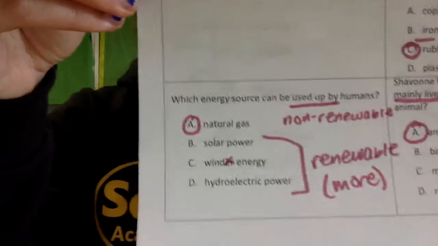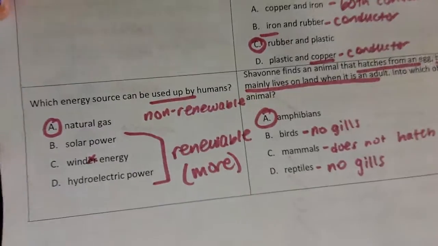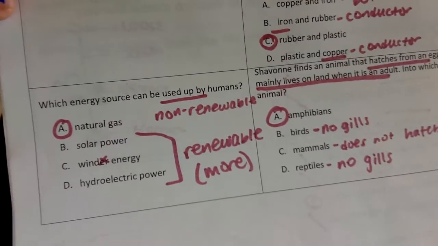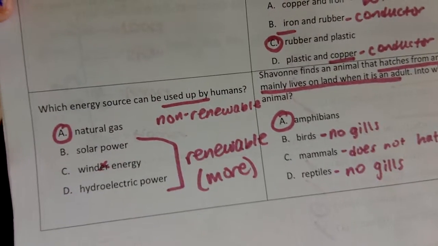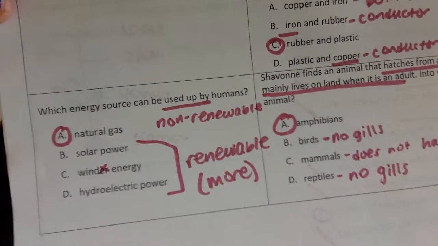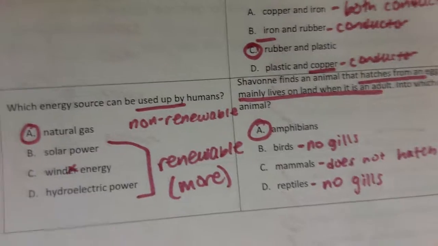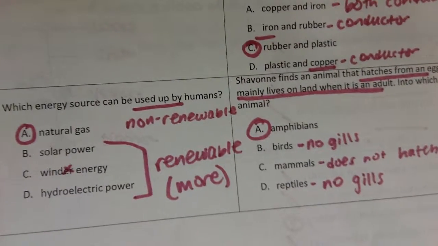The last question that we're going to go through today is this one on the bottom, which asks about renewable and non-renewable energy. So the question says, which energy source can be used up by humans? I can translate the words used up to non-renewable. I know that means we can't make any more of them. I can also add the annotation that renewable means more.